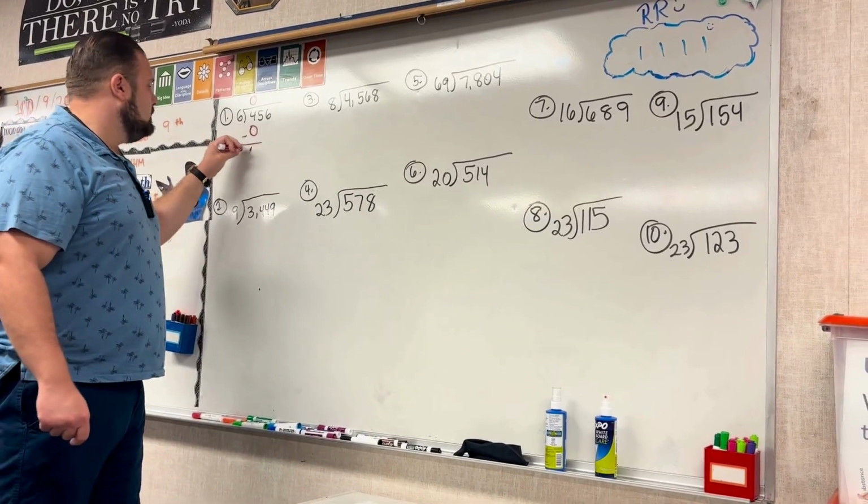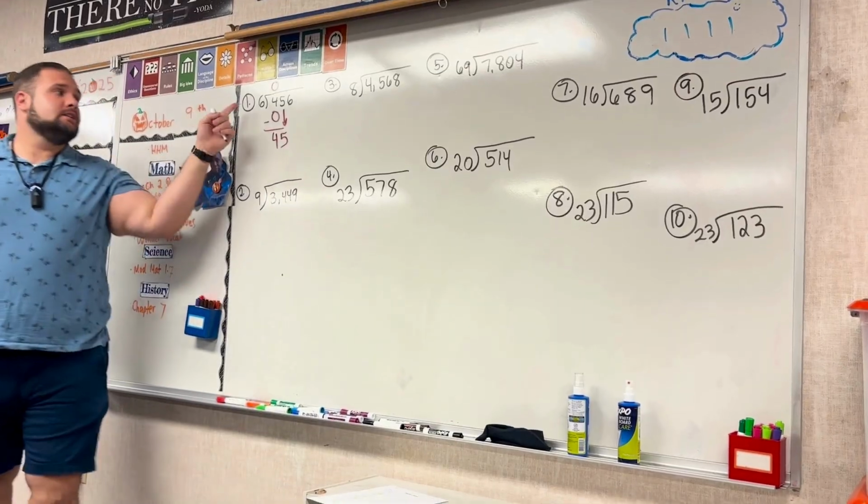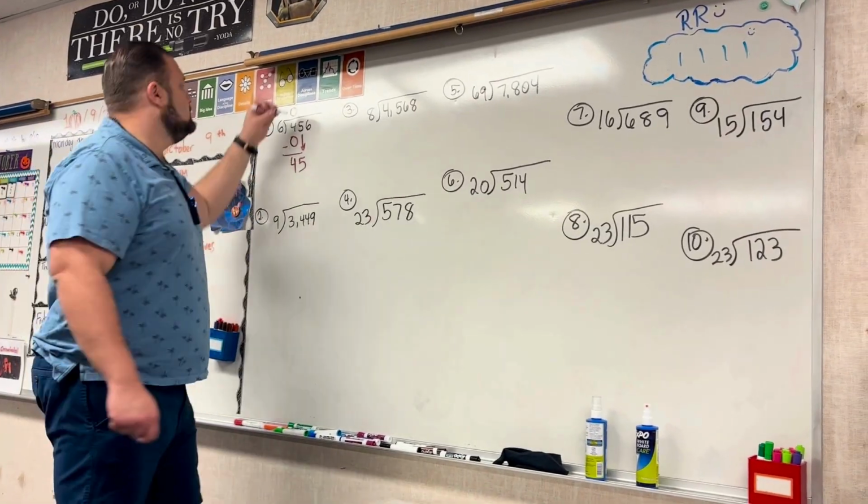So 4 minus 0 is 4. Now we bring down the 5. 6 goes into 45 7 times, right? 6 times 7 is 42.